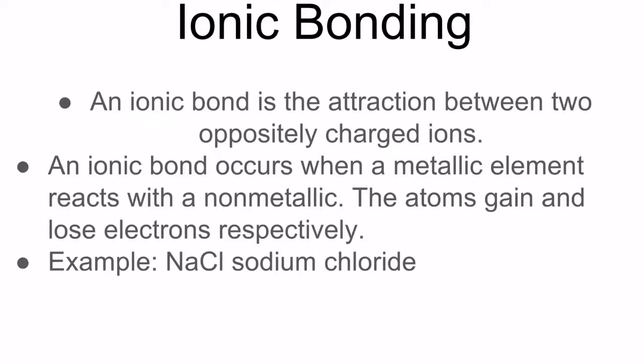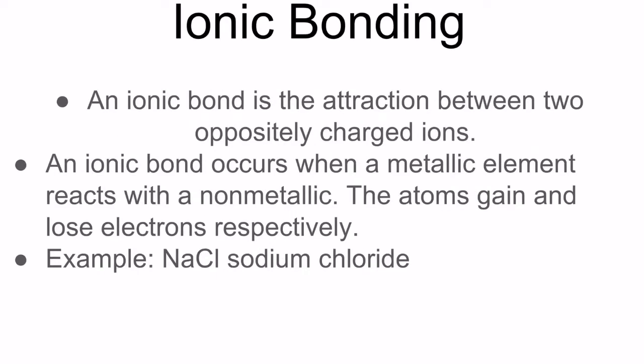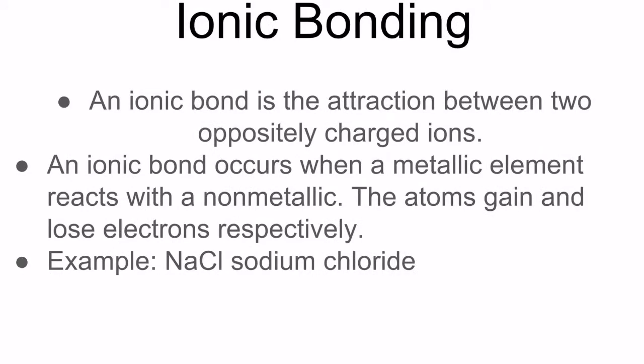Ionic bonding. An ionic bond is the attraction between two oppositely charged ions. An ionic bond occurs when a metallic element reacts with a nonmetallic element. The atoms lose and gain electrons, respectively.